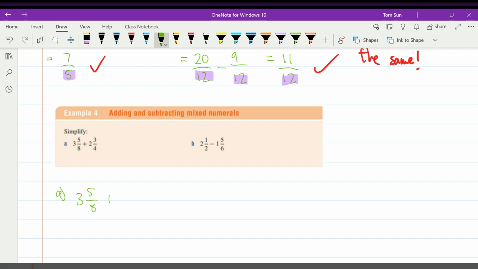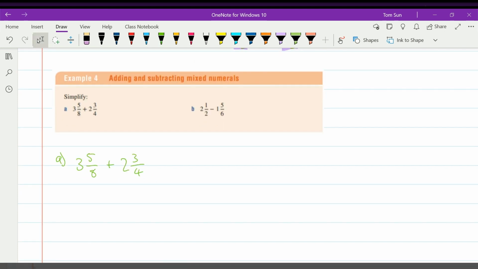Okay, this plus 2 over 3. Oh, sorry, no, it's not. It's 2 and 3/4. The first thing you need to do here is convert both into improper fractions. To convert it into an improper fraction, you've got to think about it this way. I know that the fraction has to have a denominator of 8 because this has a denominator of 8, okay?